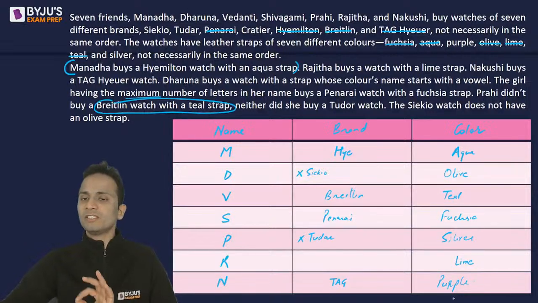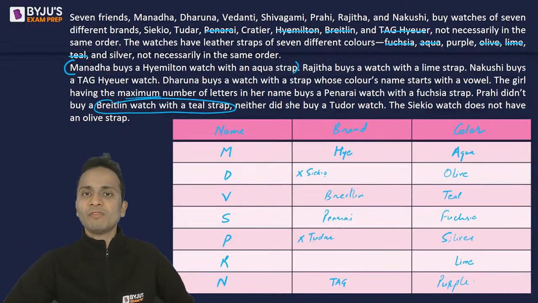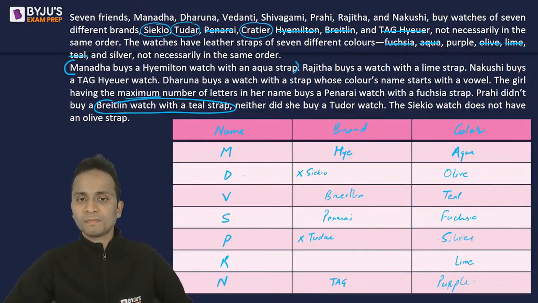So the names of the colors are fixed. The names of the watches are left. Now I'm left with Seiko, Tudor, and Cartier. Now Seiko cannot come with Dharuna. We are left with P and R. Now Tudor cannot come here. Perfect. Great.